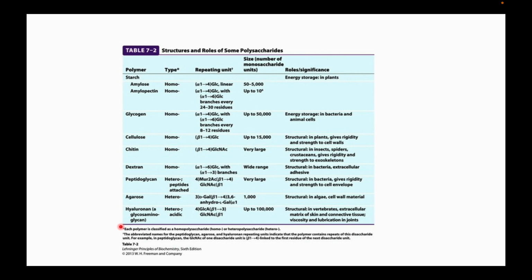Then we have hyaluron. Hyaluron is found in humans also, right? It has acidic residues. So hyaluron is a heteropolysaccharide. It is made up of N-acetylglucosamine. This is acetylated glucose, right? This is acetylated glucose and N-acetylglucosamine. It is found in invertebrates, in the extracellular matrix of skin, connective tissue. It helps in viscosity and lubrication in joints.